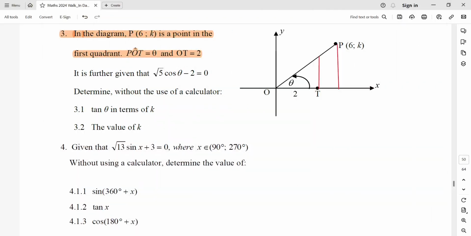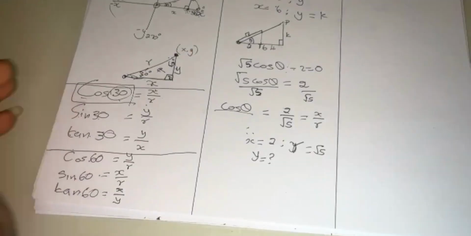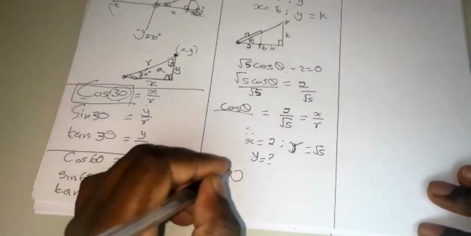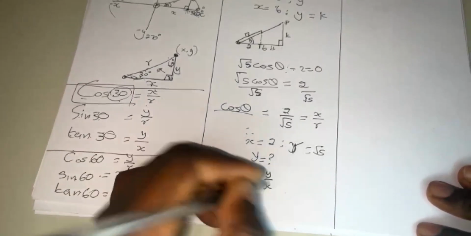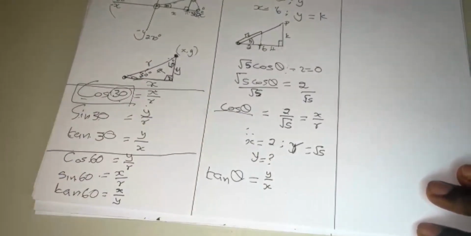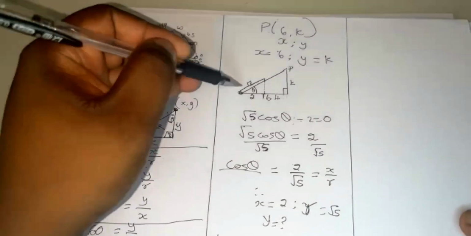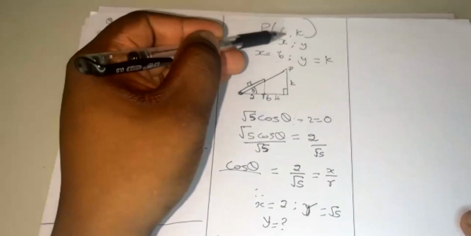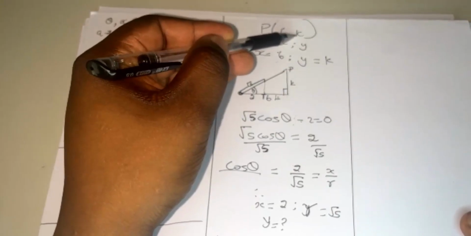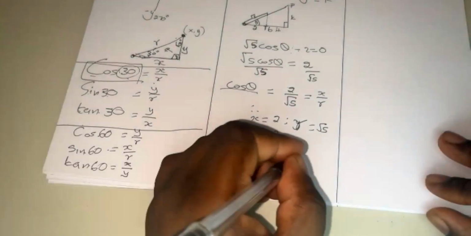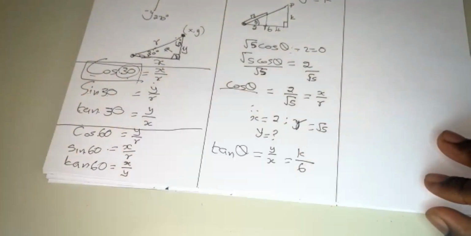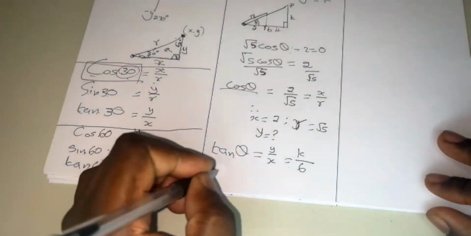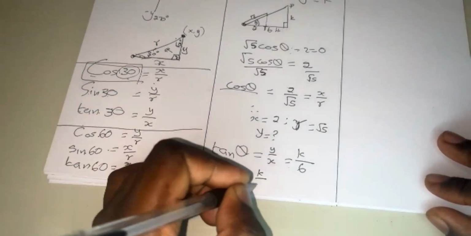The first question is saying that without the use of a calculator, determine tan theta in terms of k. So tan theta, we know that tan theta is equals to what? Tan theta or tan angle is equals to y over x. In which triangle? In the triangle where k is involved. Where k is involved, it is in the big triangle, where x is 6, where y is k. Let's see. So tan angle is equals to y, which is k, divided by 6, which is x. So we are done. Our tan theta now is equals to k over 6.